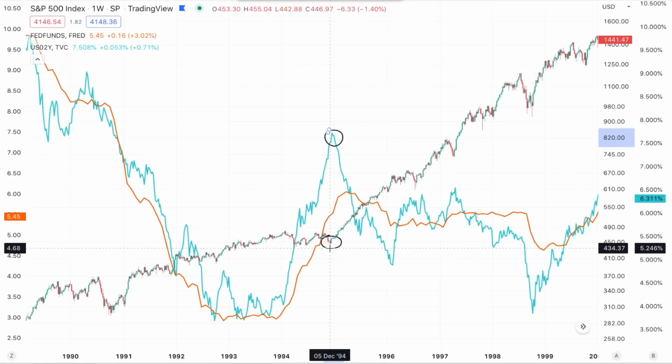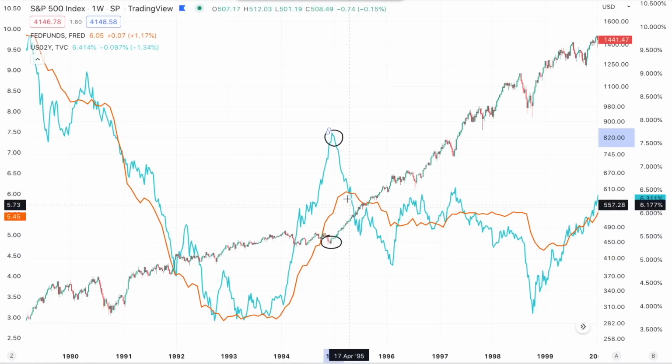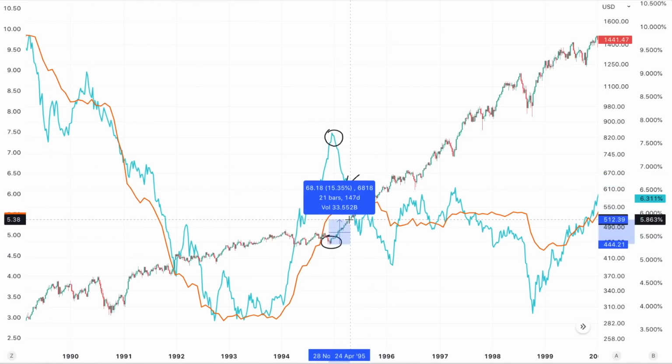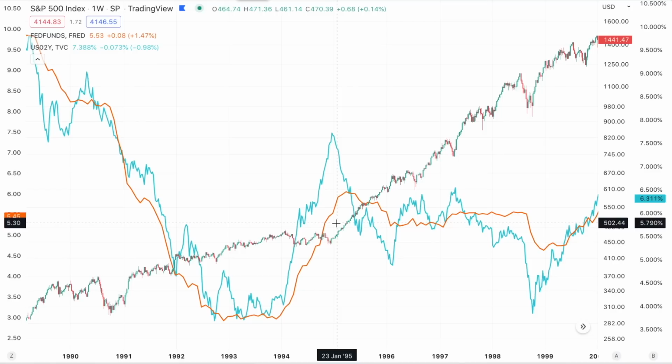Now the Federal Reserve only stopped hiking rates in March 1995, so a few months later. By the time the Fed actually pivoted on their monetary policy and started to ease again, the market had rallied a total of 15% off its low and was trading at all-time highs. Now, that doesn't mean that the same thing is going to happen again, but hopefully it opens up your mind to seeing that type of outcome.